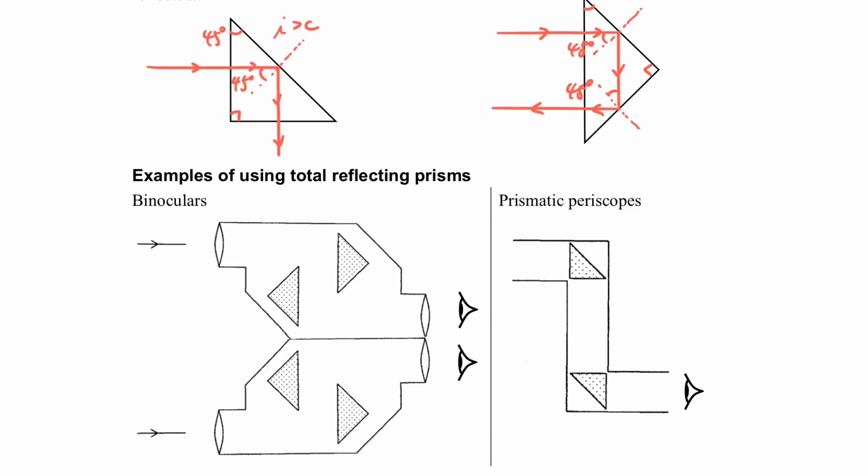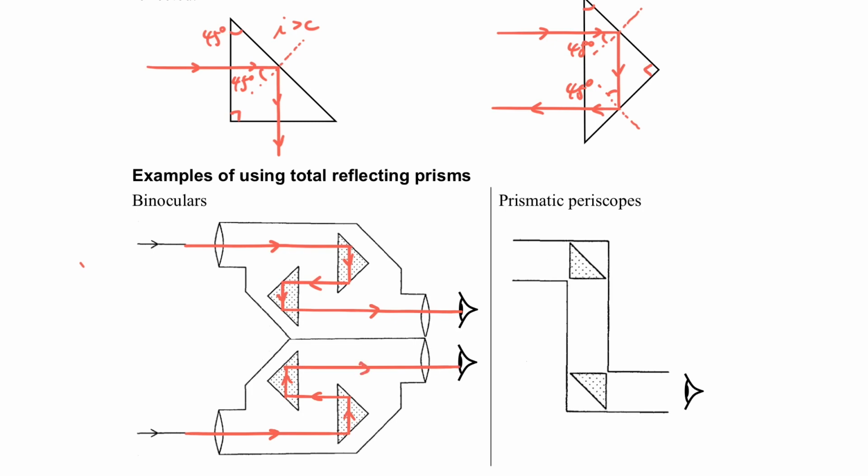Here are some examples of using total internal reflecting prisms. You can sketch the diagram by yourself. Here, you can see how the light ray travels. The prism acts like a reflector, so the light will keep on reflecting to the eye. Similarly, the lower light ray will reflect in this way. So you can see that the prism acts like a mirror in this case.